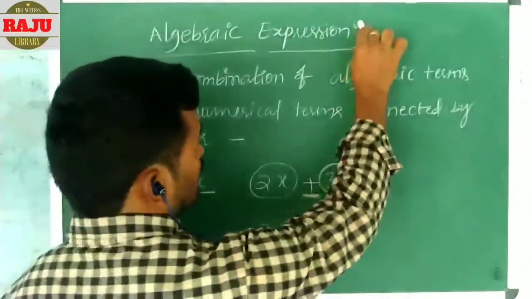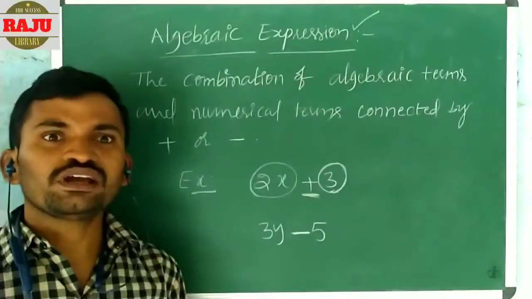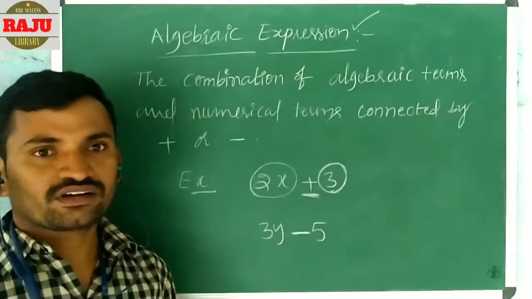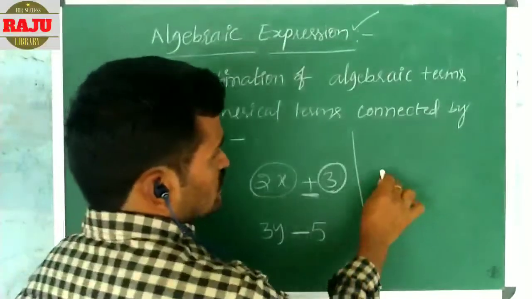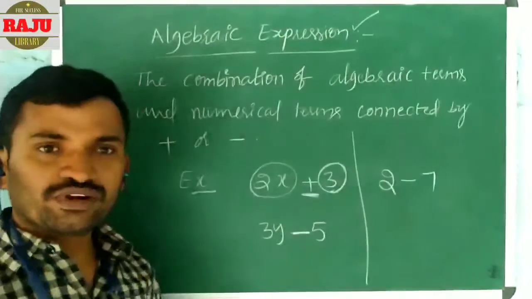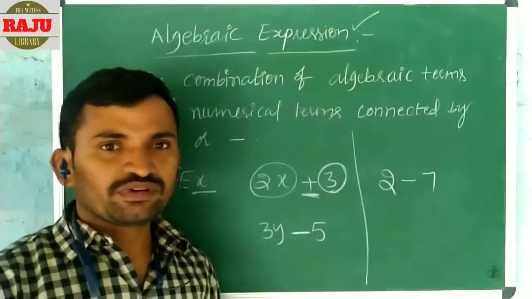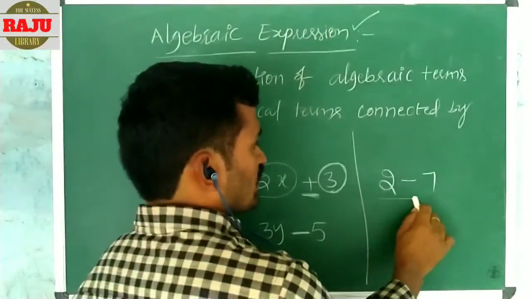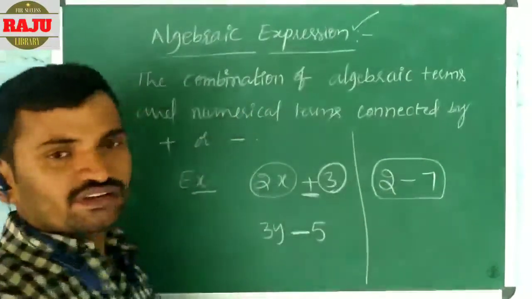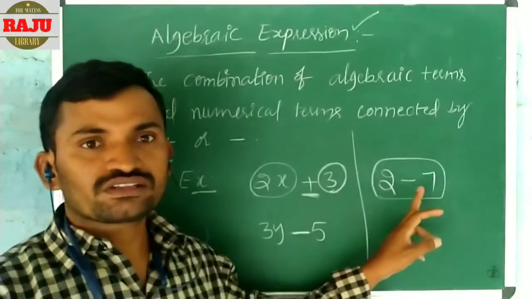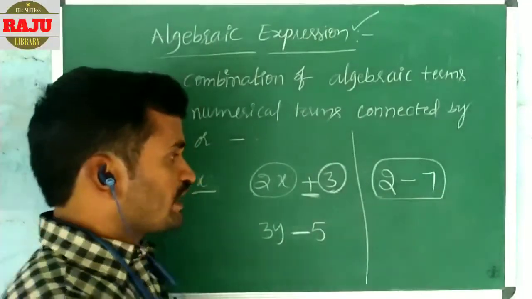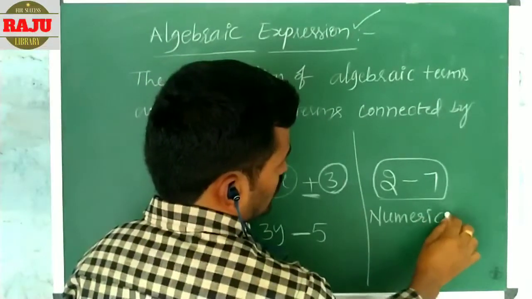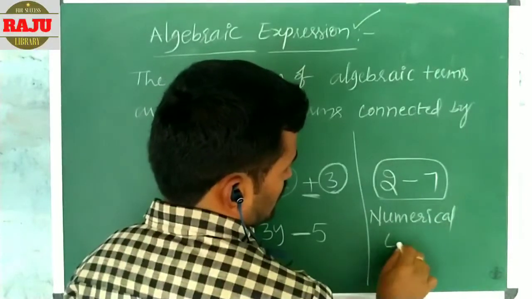So to say an algebraic expression, that expression must contain at least one algebraic term. It means what? Shall I say 2 minus 7? Is it an algebraic expression? We cannot say. Why? Because this expression does not have any algebraic term. Here 2 is a constant, 7 is also a constant. So we can call it a numerical expression. No algebraic terms are there. Numerical expression.